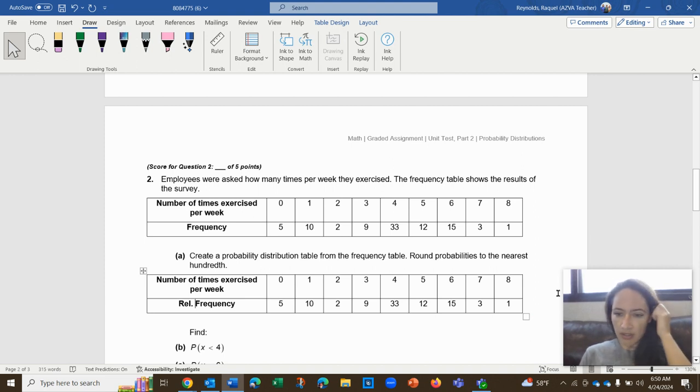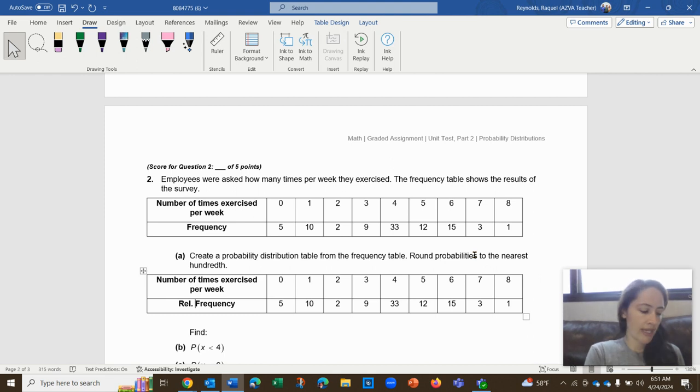So we're going to need to use our calculator here. The first step when you're creating a probability distribution from a frequency table is to add up all of your trials, or all of your employees. The frequency represents the number of employees who answered 0, 1, 2, 3, 4, 5, 6, 7, 8 times a week. So we're going to add 5, 10, 2, 9, 33, 12, 15, 3, and 1. So let's do that. 5 plus 10 plus 2 plus 9 plus 33 plus 12 plus 15 plus 3 plus 1, 90.